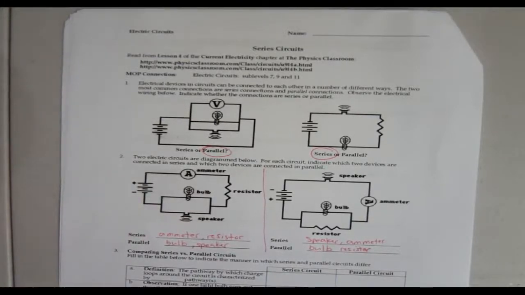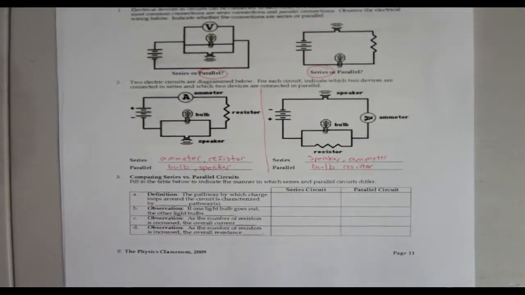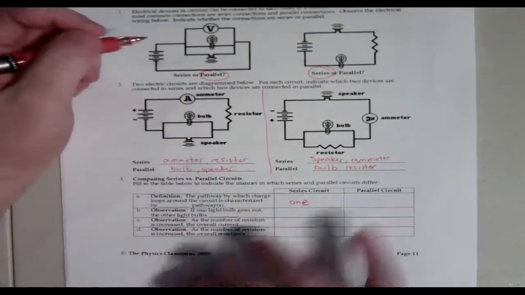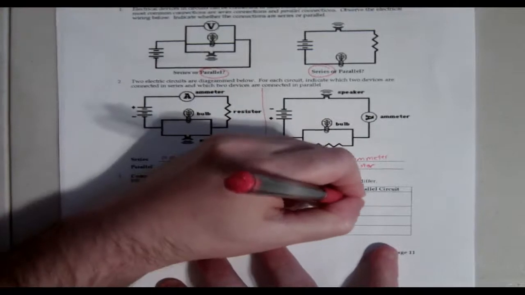So let's do number three, comparing series versus parallel circuits. Fill in the table below to indicate the manner in which series and parallel circuits differ. Okay, so series circuit. The pathway by which the charge loops around the circuit is characterized by blank pathways. They're looking for a number here, and it should be pretty easy, honestly. In a series, it is just one pathway. And in parallel, you're not going to put two because you could put an infinite number, right? So we're just going to put multiple pathways.